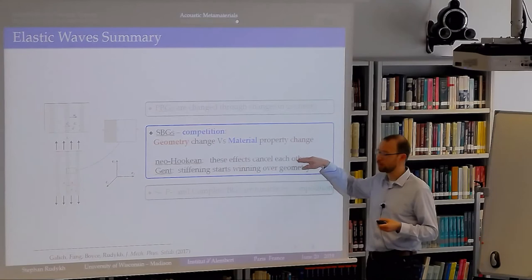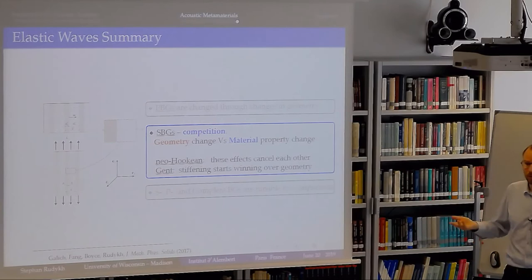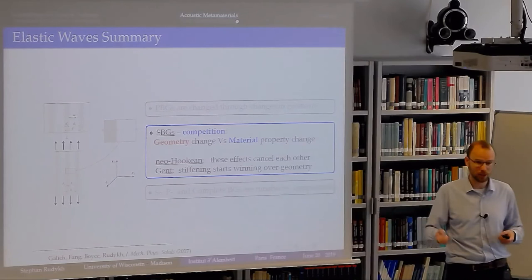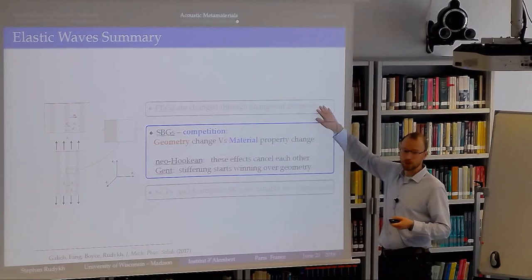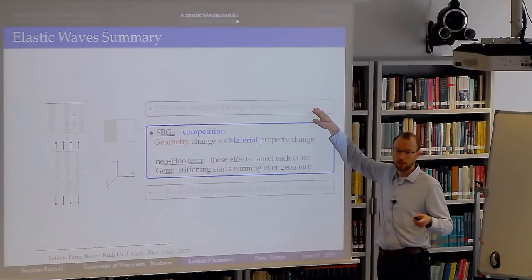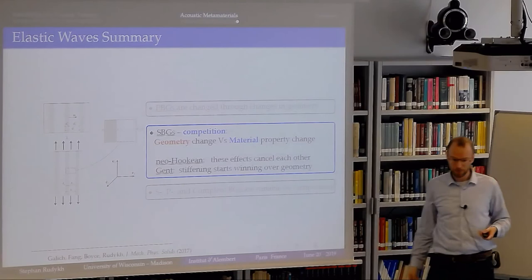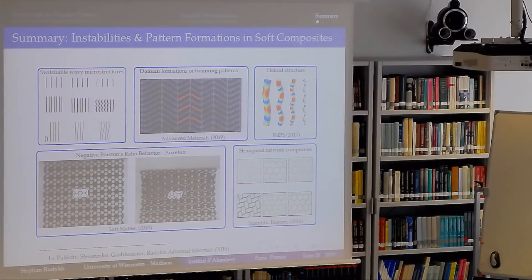But of course, you can choose a different potential, and it's entirely up to you if it's not really compared to experiments. You can take any potentials, I don't know, a Rudykh Boyce Gent that produces this stiffening, and then you start obtaining this result. And for pressure waves, it's really super, super simple. It's just the geometry that governs everything, unless you allow the bulk modulus to change with deformation, which is not typically the case for soft materials. Okay, so that's a little bit rushed to the summary.